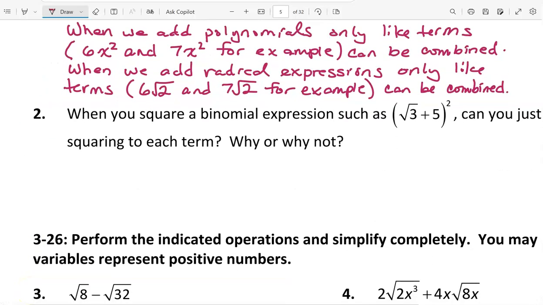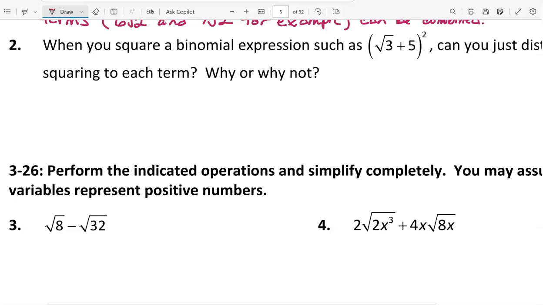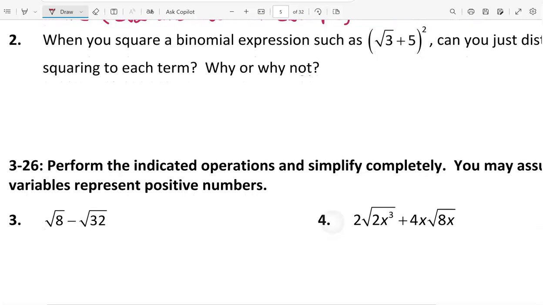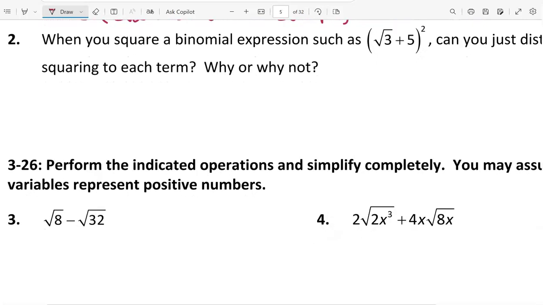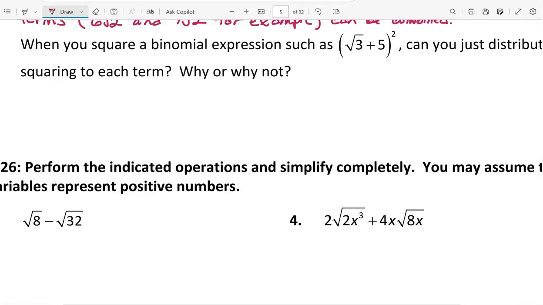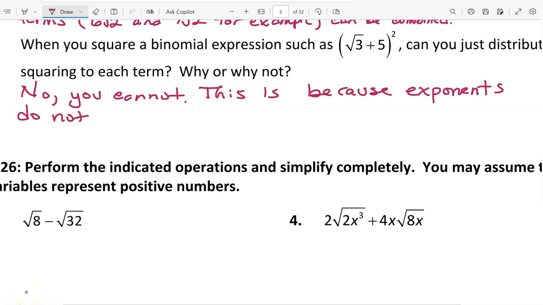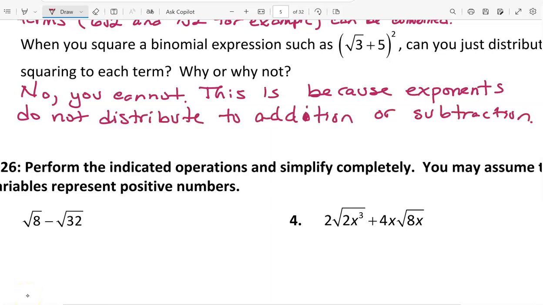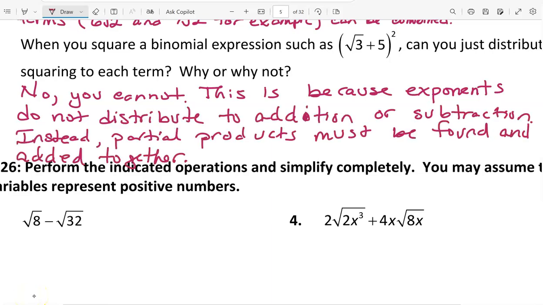In question 2, we are asked, when you square a binomial such as the square root of 3 plus 5, the quantity squared, can you just distribute squaring to each term? Why or why not? And the answer is no, you cannot. This is because exponents do not distribute to addition or subtraction. Instead, partial products must be found and added together.